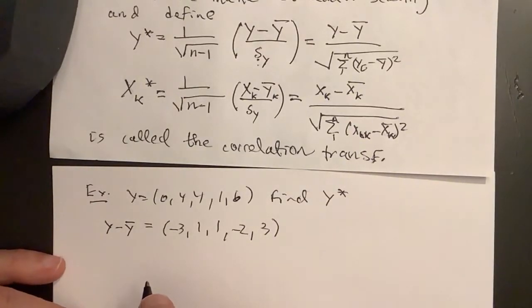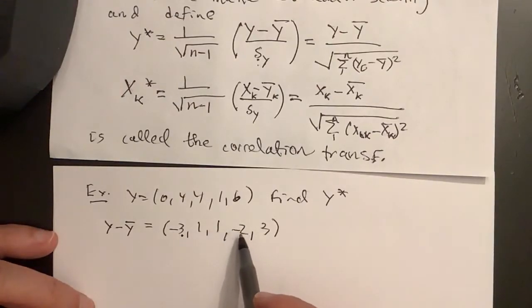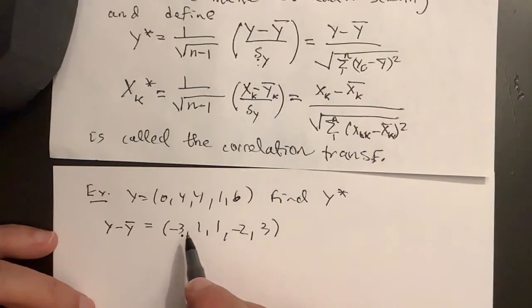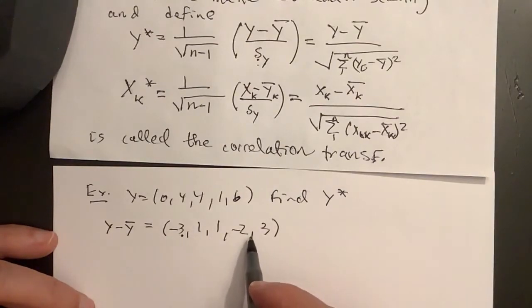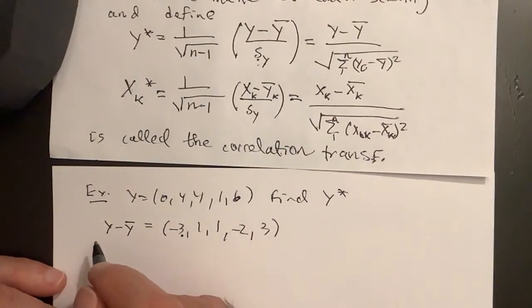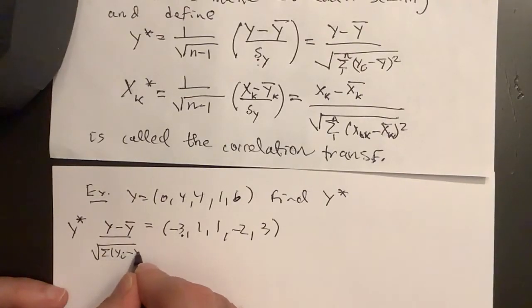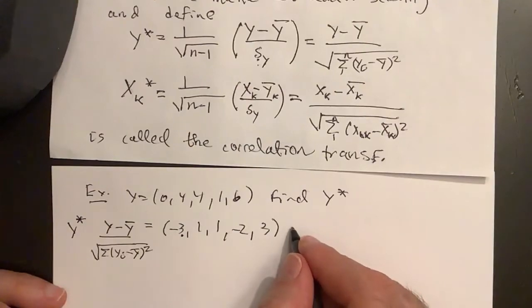But now I divide by the square root of the sum of all these squares. So I get 9, 1, 1, 4, 9. There's no n minus 1 anymore. What is that? 9, 9, 18, 24, right? So I divide by the square root of 24. So y star equals this over the square root of the sum, which is equal to this times 1 over the square root of 24.